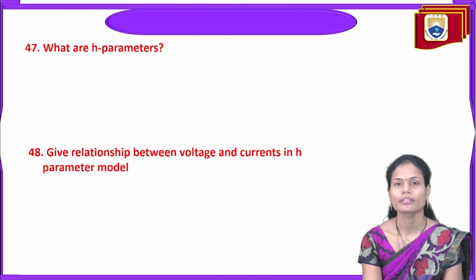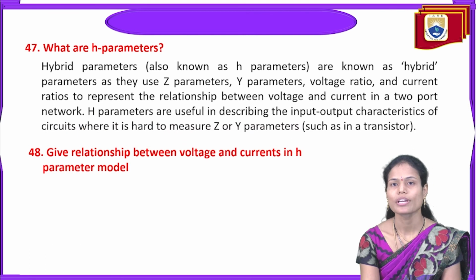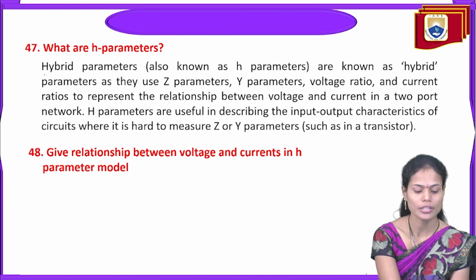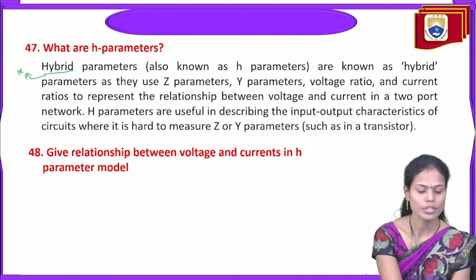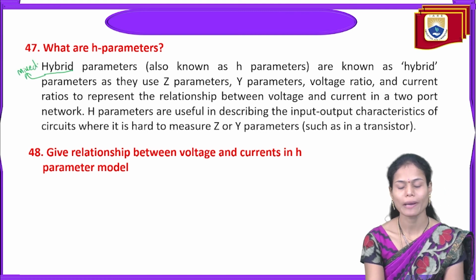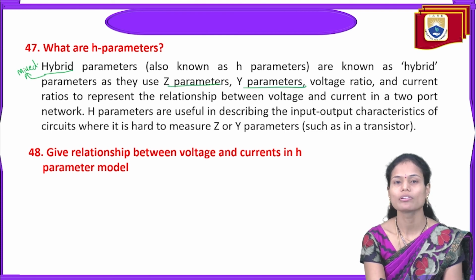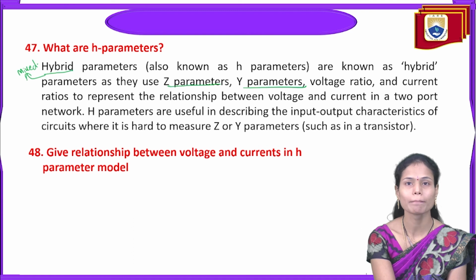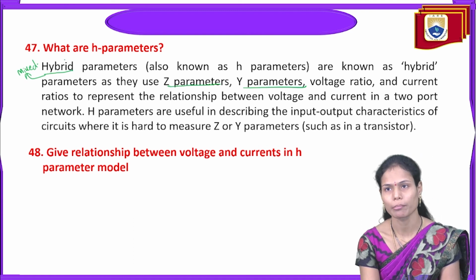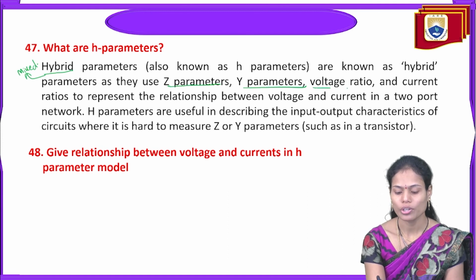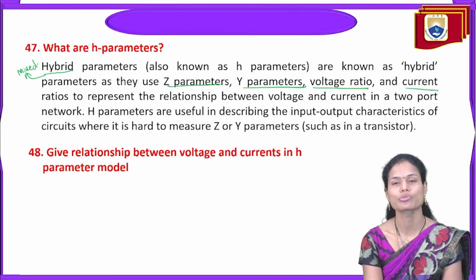And next, what are H parameters? H parameters are also called hybrid parameters. Hybrid here means mixed parameters. Here we are mixing two kinds of parameters, those are Z parameters and Y parameters. If we combine these two, we get the mixed or hybrid parameters. Here we are also mixing the voltage and current ratios to represent the relationship between the voltage and current in the two-port network.